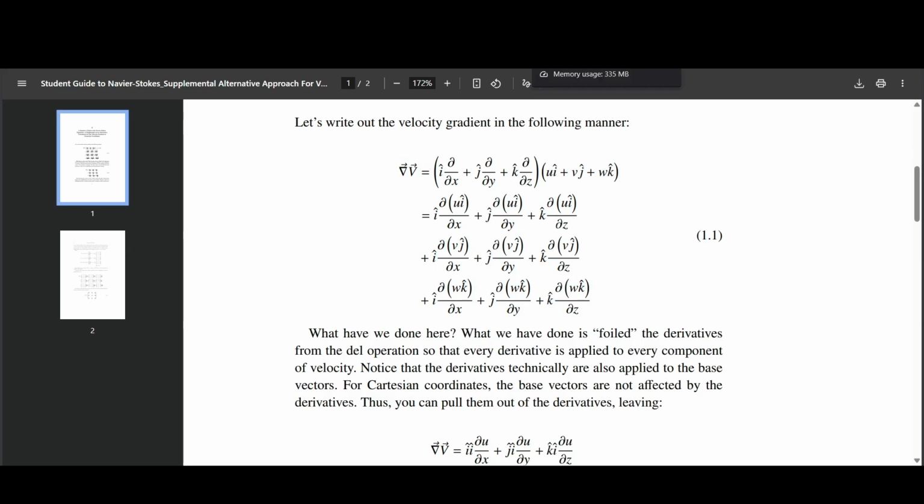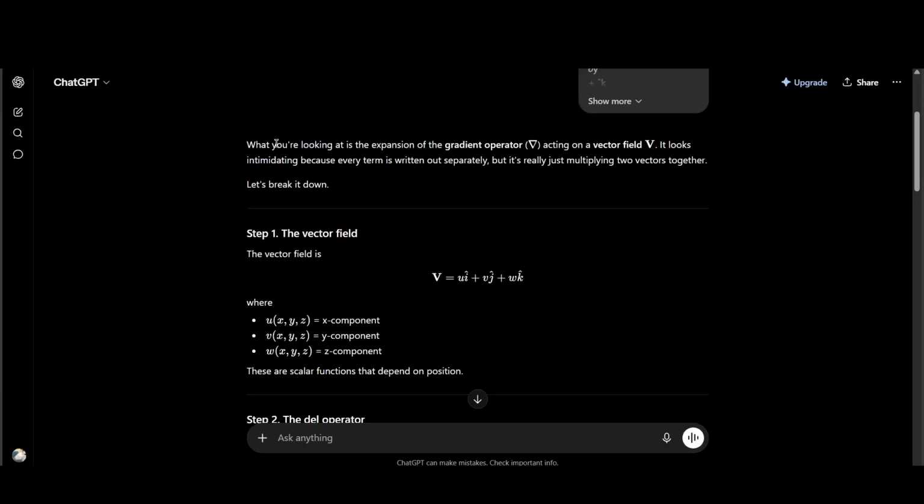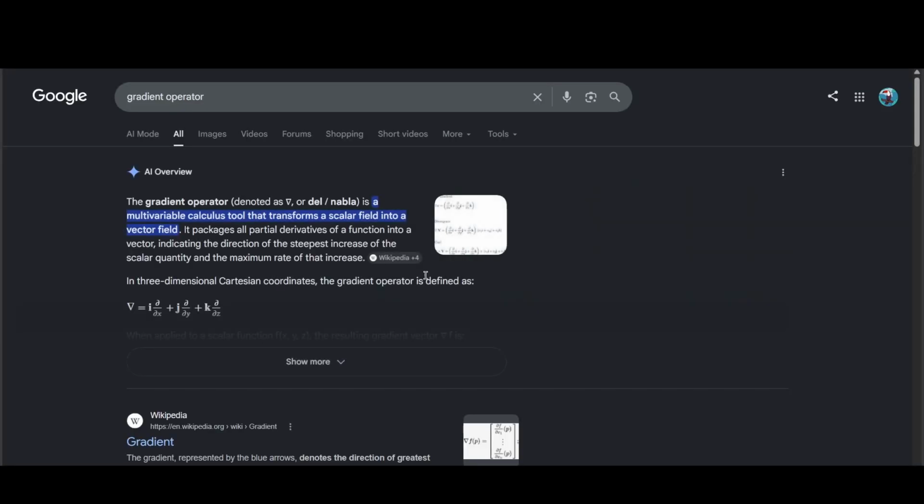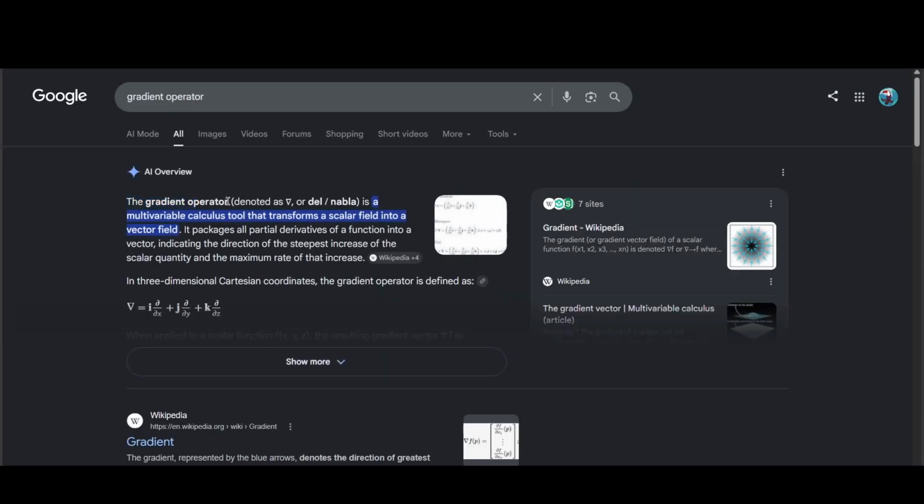I asked ChatGPT earlier. It says here, what you're looking at is the expansion of the gradient operator. I don't really know what a gradient operator is. What is a gradient operator? The gradient operator, denoted as this upside down triangle, del or nabla, is a multivariable calculus tool that transforms a scalar field into a vector field.